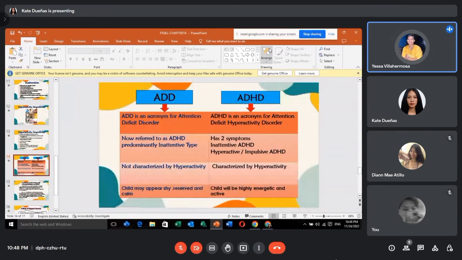So, to easily understand the two disabilities, I have a table here. ADD is an acronym for Attention Deficit Disorder, now referred to as ADHD predominantly inattentive type, not characterized by hyperactivity. The child may appear shy, reserved, and calm. While ADHD is an acronym for Attention Deficit Hyperactivity Disorder, it has two types: inattentive ADHD, and hyperactive or impulsive ADHD, characterized by hyperactivity. The child will be highly energetic and active.